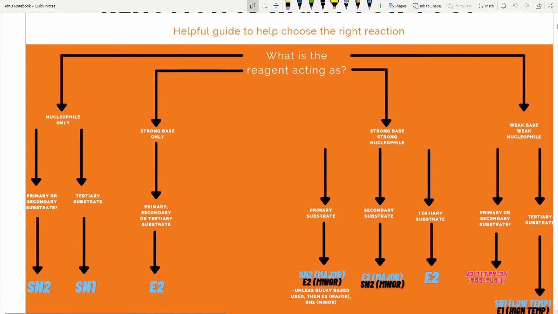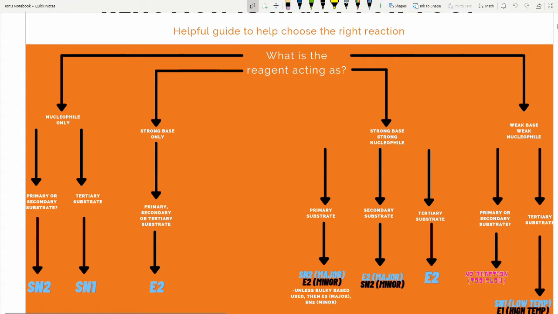meaning that the E2 product will be the major and SN2 will be minor. For tertiary substrates, E2 will only be favored due to steric hindrance. You cannot attack the backside of the electrophile, but it can abstract the beta hydrogen needed for E2. Tertiary substrates also cannot undergo SN2.